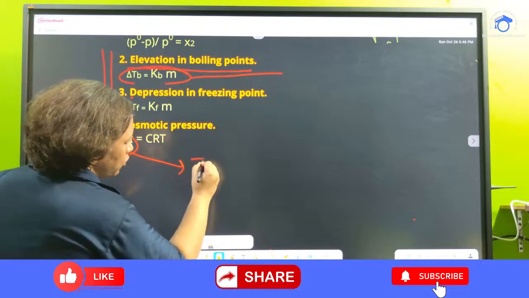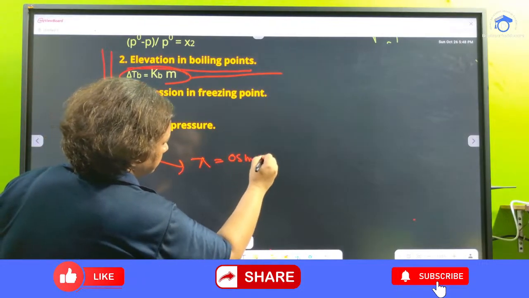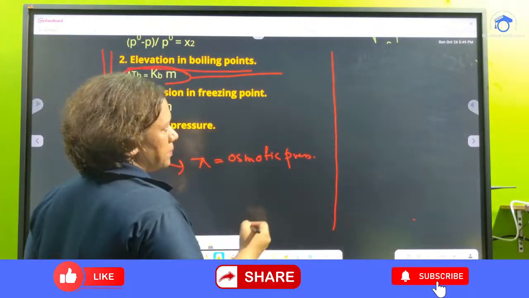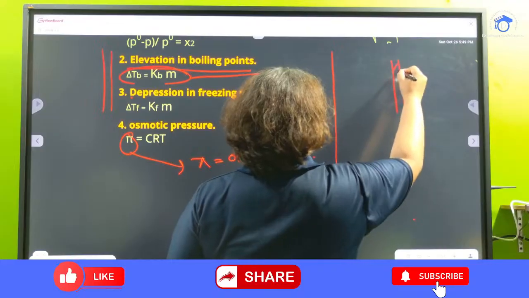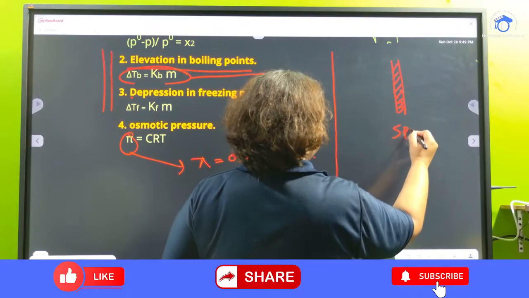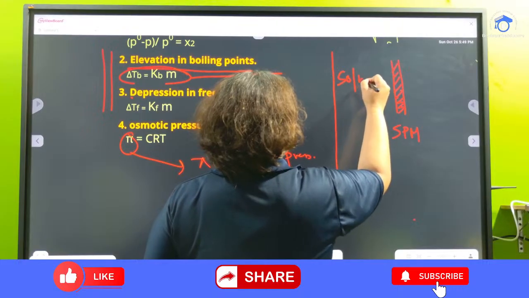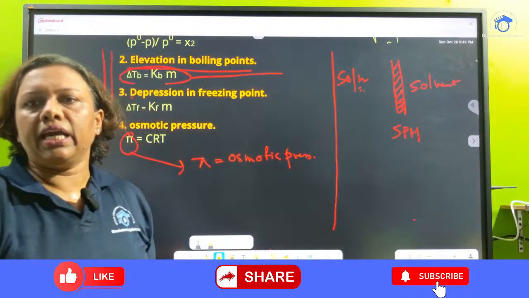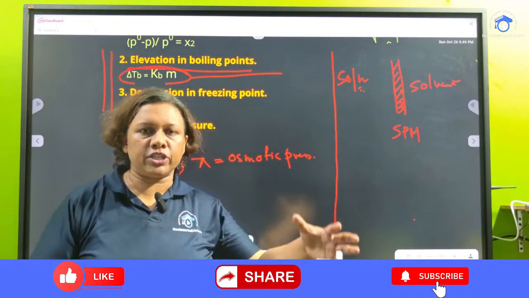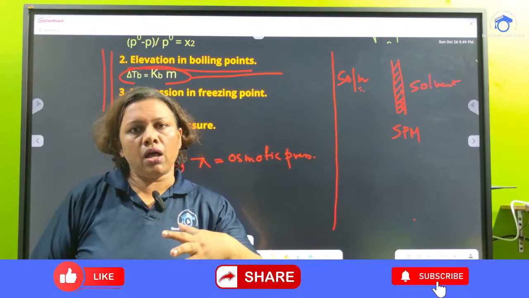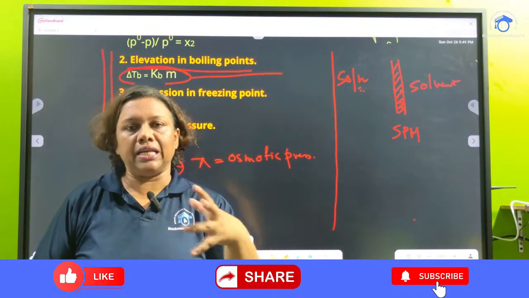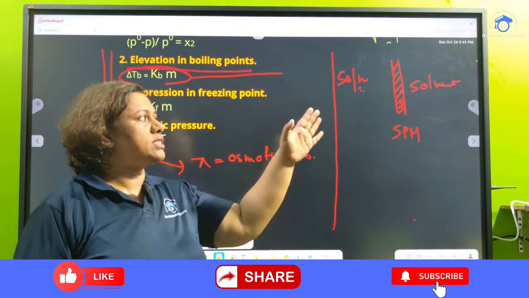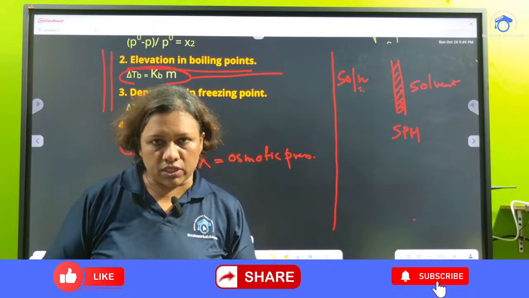This is osmotic pressure. Now what is osmosis? This is a semi-permeable membrane. Solution is this side, solvent is that side. In case of osmosis, from higher concentration of solvent going to the lower concentration of the solvent, that is, solvent is coming from the outside and going to the solution through the semi-permeable membrane, that is called osmosis.